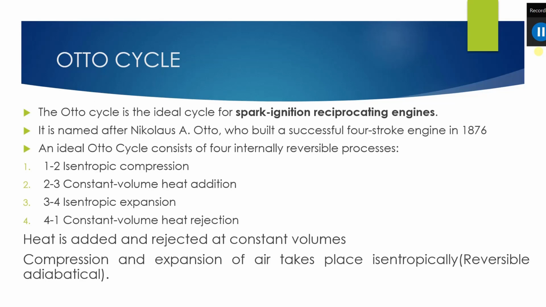This cycle also consists of four reversible processes: an isentropic compression process, a constant volume heat addition process, an isentropic expansion process, and a constant volume heat rejection process. So here the heat is added and rejected at constant volume, and the compression and expansion of the air take place isentropically, that means reversible adiabatically.